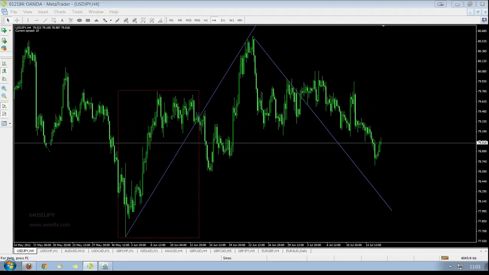It literally requires a handful of pips, and you've got a very considered target to be chasing for that trade, right? So that's something else to take into consideration.